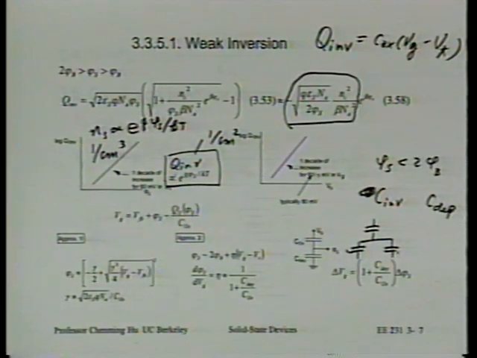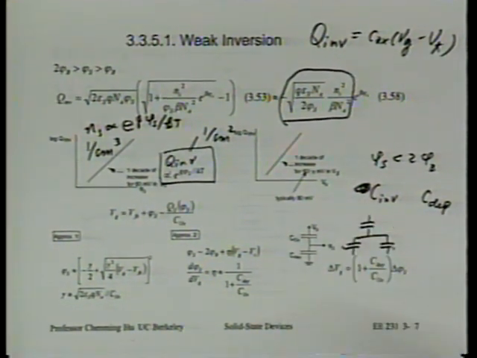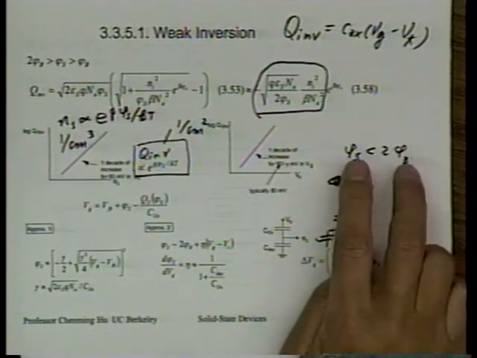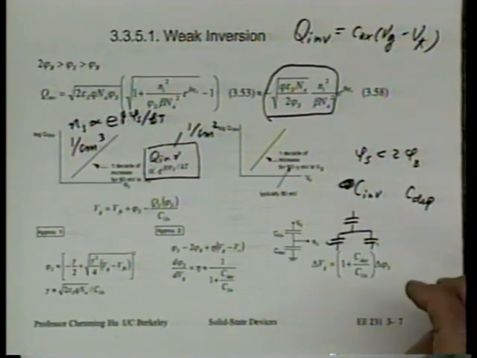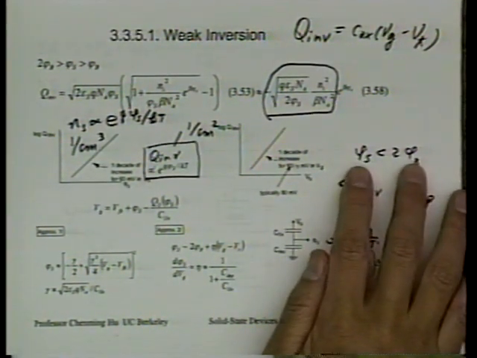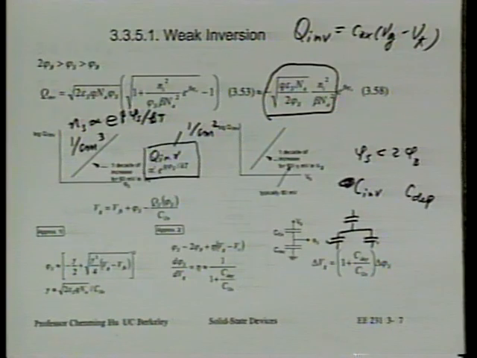I've seen this before. Now, do you remember the relationship between the two of them when phi s is equal to 2 phi b? At inversion, what's the relationship between these two capacitances? They happen to be equal, right? And I even suggested that's one way to understand why we define the threshold this way. Because depending on which side of this threshold you are on, we can say the charge is all due to the depletion charge, or the charge is all due to the inversion charge.